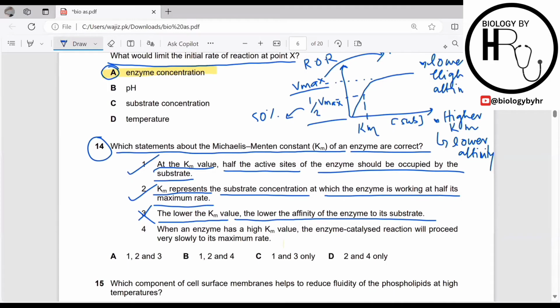Statement 4, let's see, says that when an enzyme has a high Km value, the enzyme catalyzed reaction will proceed very slowly to its maximum rate. Yes, absolutely, this is correct. Why? Because at a higher Km value, there is lower affinity between the enzymes and the substrate, and when there is lower affinity between the enzymes and the substrate, then the reaction will proceed very slowly to its maximum rate. So the answer over here is option B. Statements 1, 2, and 4 are correct.